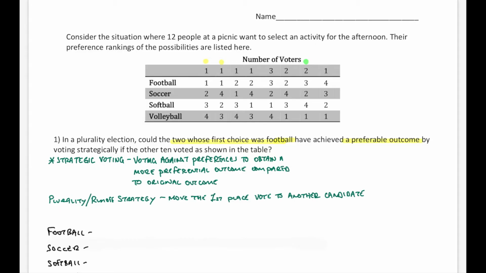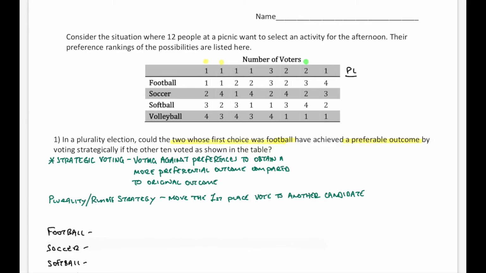We're going to look at some examples where we do some strategic voting. The idea is that you end up voting against your innate preferences with the goal of obtaining a more preferential outcome, a better outcome for you compared to the original result of an election. So here I've got an example of 12 people at a picnic. We've got football, soccer, softball, and volleyball. Now, we're going to do a plurality election, so I'm just going to denote that PL.